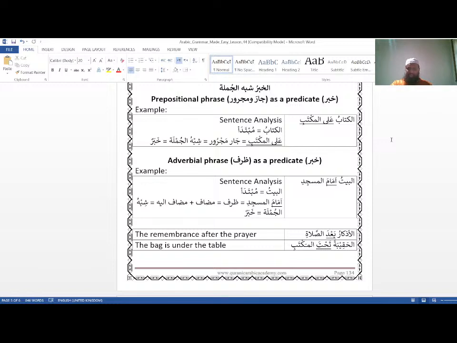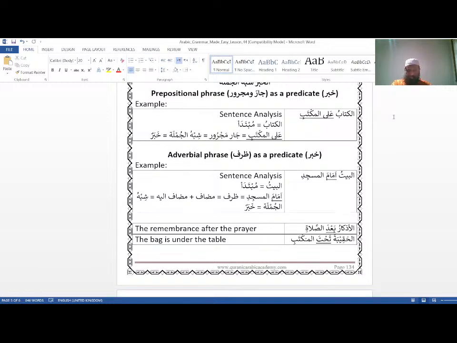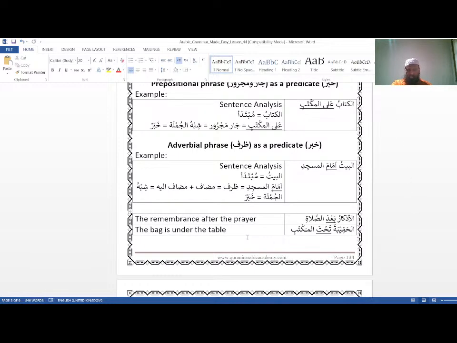Next, very easy: al-adhkaru ba'da salati, giving us the meaning of time, the remembrance after the prayer, the adhkar, the dhikr after the prayer. Al-haqibatu tahta al-maktabi, the bag is under the table, or rather, not table, the desk.